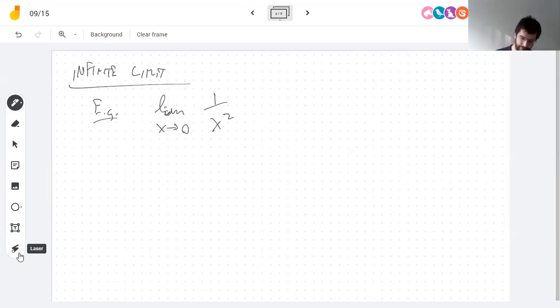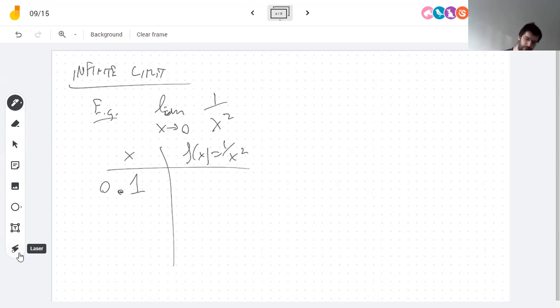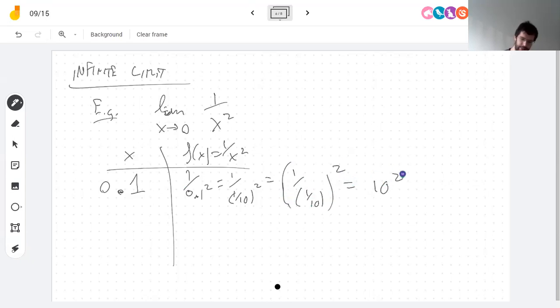So what happens? Let's do the table thing, because it's the only thing I have right now. What's f of 0.1? Arithmetic. 1 divided by 0.1 squared. 0.1 is 1/10. So this is the square of 1/10. This is 10 squared. So the denominator of the denominator is the numerator. Oh, 100. There you go. Thank you. So this is 100.